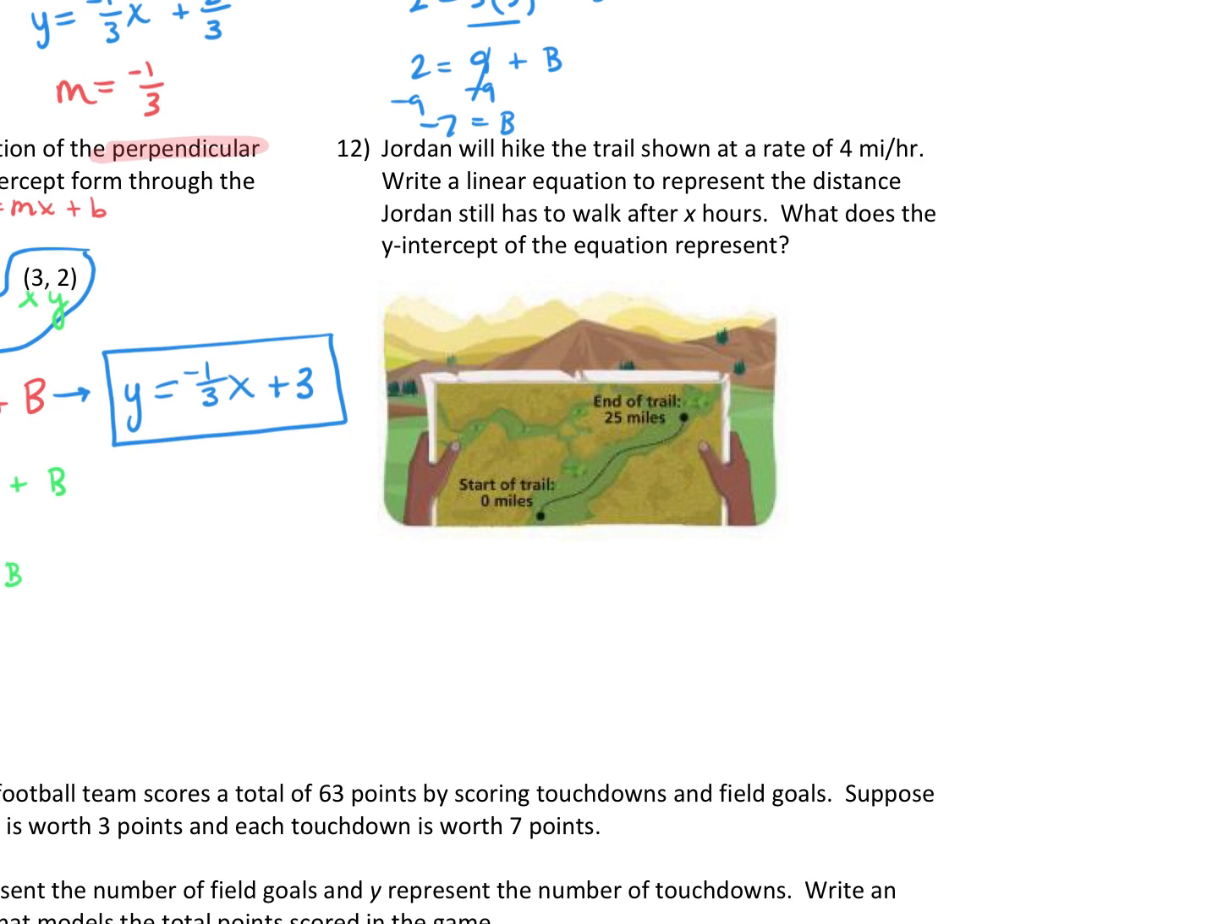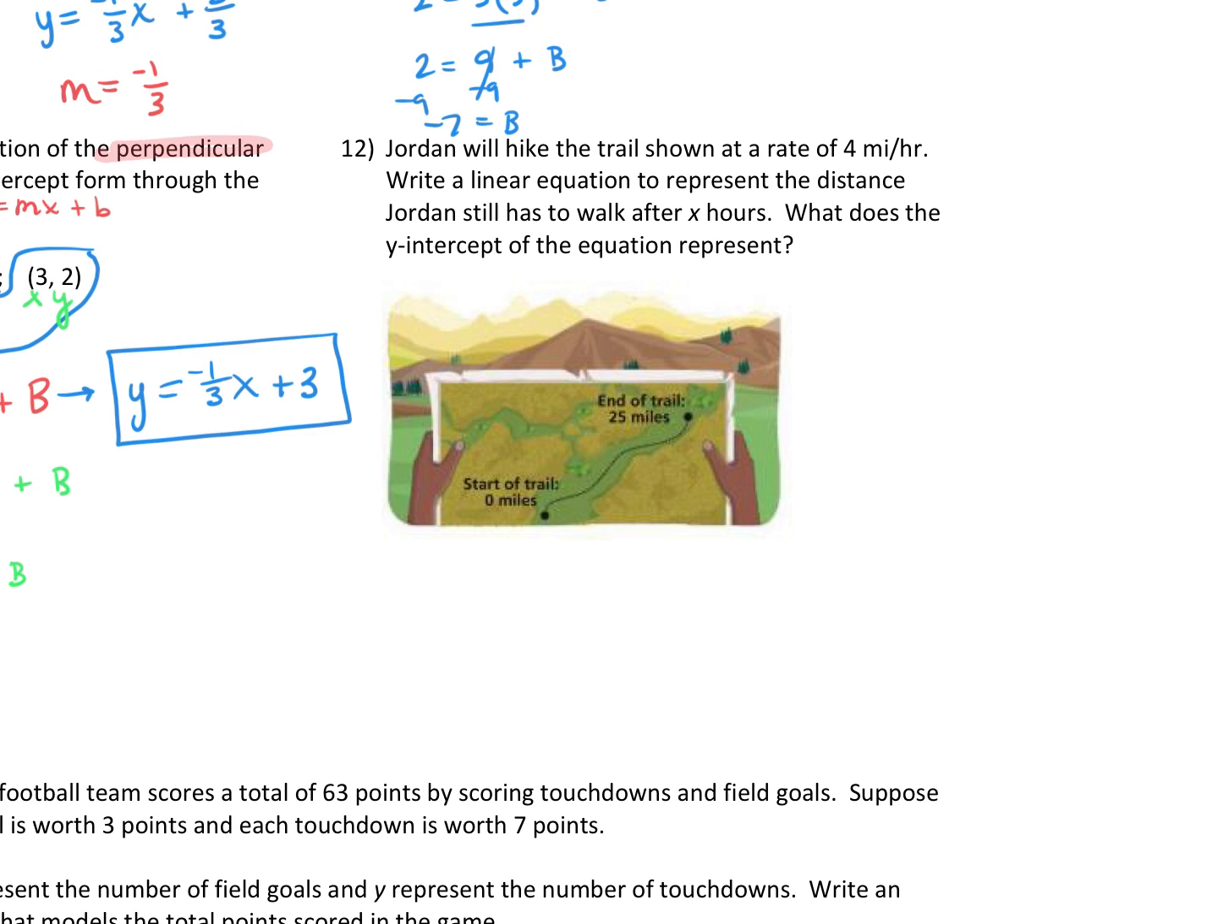All right, number 12. Jordan will hike the trail shown at a rate of 4 miles per hour. Write a linear equation to represent the distance Jordan still has to walk after x hours. What does the y-intercept of the equation represent? So let's think about x is equal to our number of hours. They told us that in the problem. And then we're writing an equation to represent the distance Jordan still has to walk. So y equals, why don't we say distance remaining?